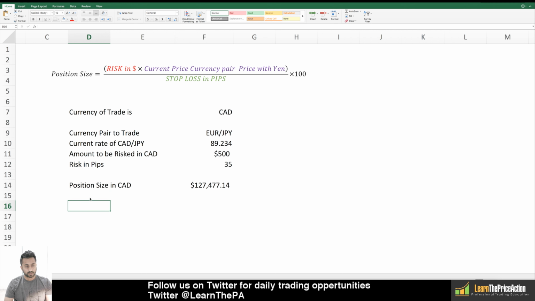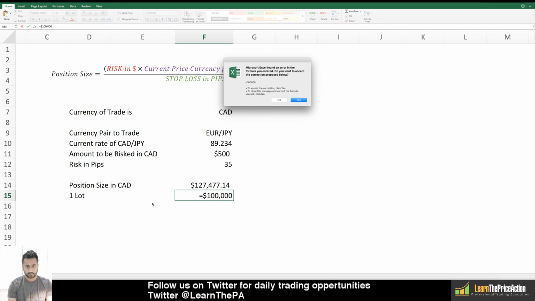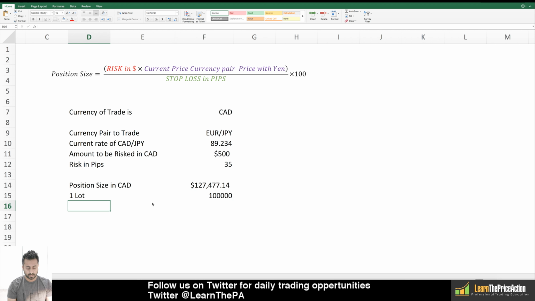Now, how do we calculate the lot size? And what is in one lot? We all know what one lot is. One lot is $100,000, right? So the lot size is simply you take this value and you divide by 100,000.